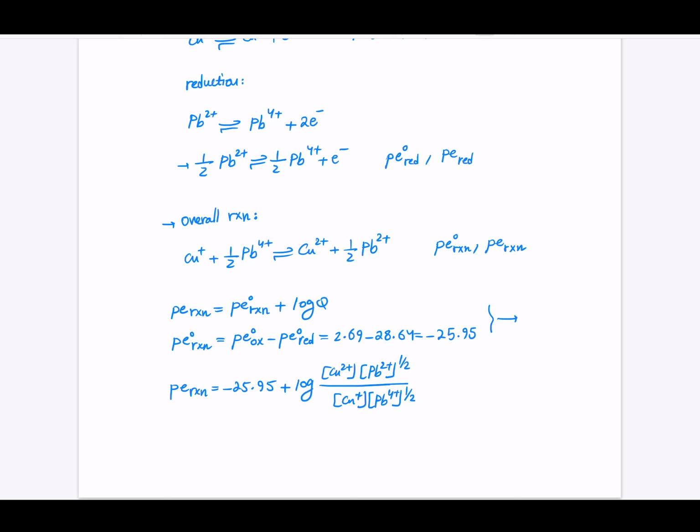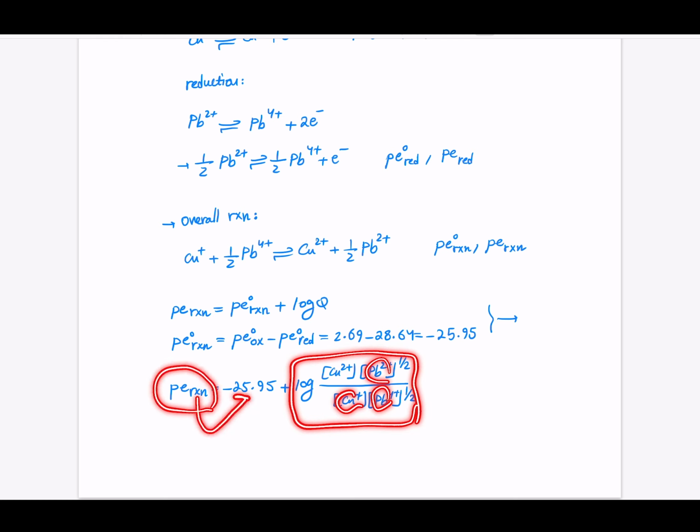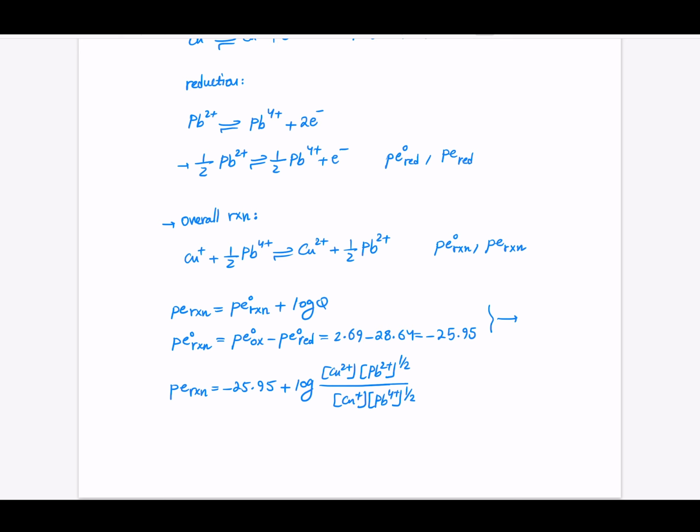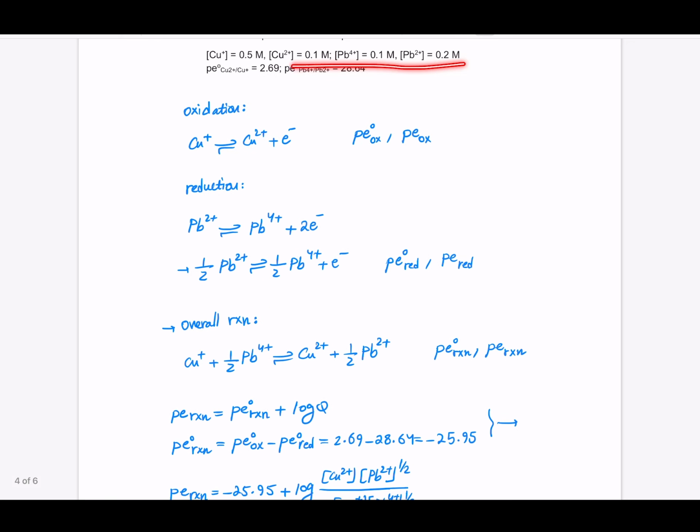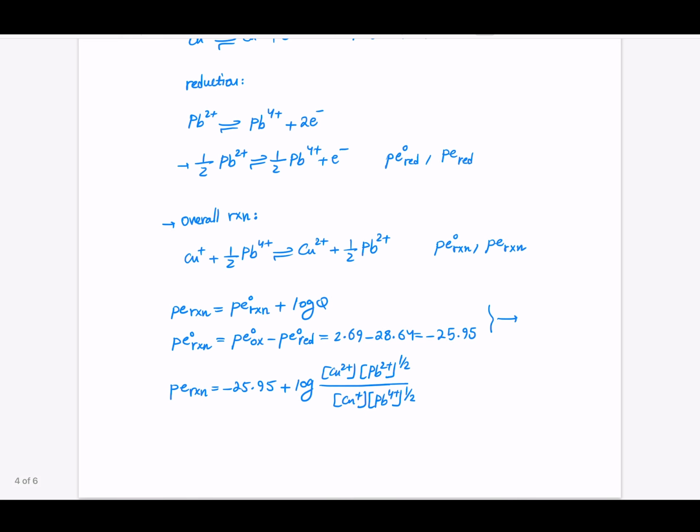You see, if this was standard, the concentration would be 1 for all of them. So this term would be 0. So PE of reaction would be PE0 of reaction. But now this is the deviation from the standard condition. And then we have all the concentration terms that we need to put in this equation. So after inserting all of them, the value would be minus 26.5.